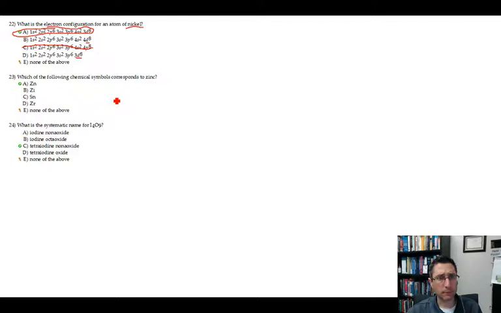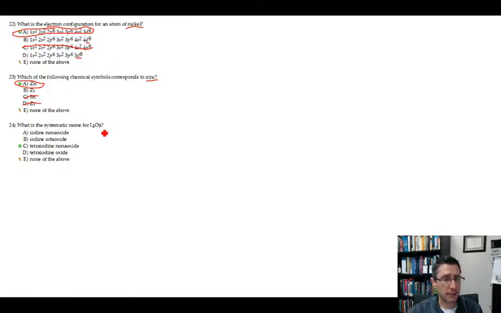23, which of the following chemical symbols corresponds to zinc? Another one that we just had to recall. Zr is zirconium, Sn is tin. There's only one symbol for zinc, it's Zn. So that should be A.